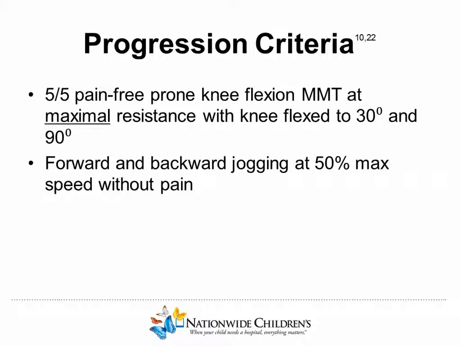Progression criteria in this phase, you want to look for 5 out of 5 pain-free MMT with maximal resistance, both at 30 and 90 degrees. So still not quite expecting it to be 100% at that end range, but we're nearing that end range motion of the hamstring. So we're starting to look for that strength in a more lengthened position. Again, something that goes overlooked, but a lot of patients can be super, super strong at this point at 90 degrees in that mid-range and then still be very weak at that 30 degree. So making sure you're looking at both of those things before you progress them. And also forward and backward jogging at 50% max speed without pain, so that way you're looking at stressing the hamstring in a concentric and eccentric fashion and making sure that both of those are pain-free.